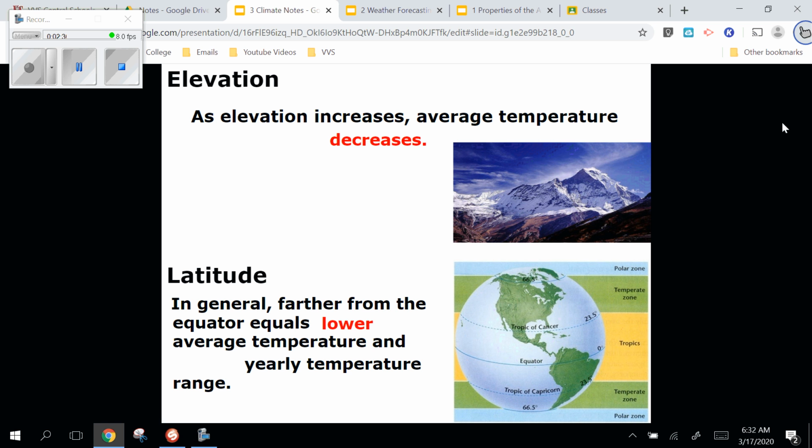Latitude. Generally speaking, as you move away from the equator, you're going to get cooler temperatures and you're going to get a bigger range. All right? If you live near the equator, what we call the tropics, the tropical areas, it's going to be fairly warm year-round. You're not going to get a whole lot of variation. But where we are in the temperate zone, you can see the green area on this map, in the temperate zone, you get bigger ranges of temperatures from summer to winter. Okay?